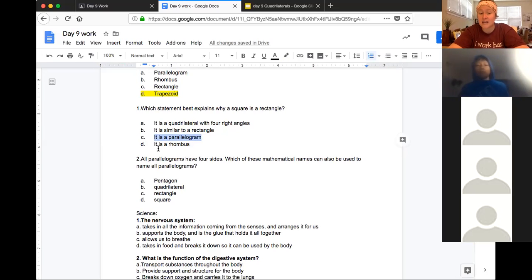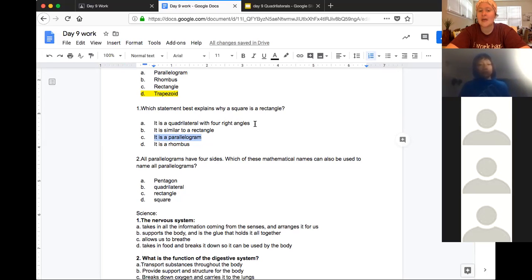Can a rectangle be a rhombus? No. But a square can be a rhombus, because to be a rhombus, you told me we had to have 4 sides of equal length. Well, that's not a rectangle, so D is not it. It is similar to a rectangle. A square is similar to a rectangle, but that is not the best answer there. In A, it is a quadrilateral, true, with 4 right angles. Also true. So what's going to be a better answer? C, that those are both a parallelogram, or that it's a quadrilateral with 4 right angles?